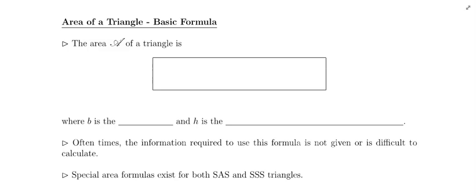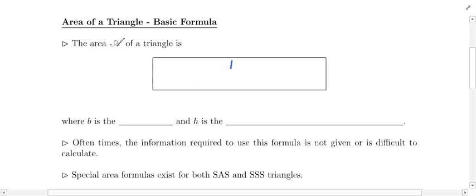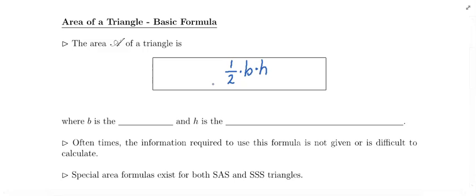The last topic in this note packet is area of a triangle. So let's start off by reviewing the basic formula for the area of a triangle. The area A of a triangle is given by 1/2 times the base times the height. This is nothing more than the basic formula you learned in a high school geometry class. 1/2 times the base times the height.